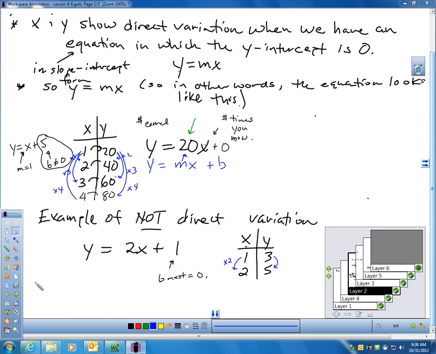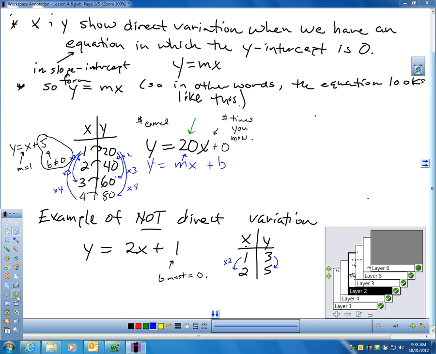All right, so in the bookwork, if you go ahead to page 257, in questions like 3 through 8, they're going to ask you to tell if the equation represents direct variation or not. If so, identify the constant of variation.